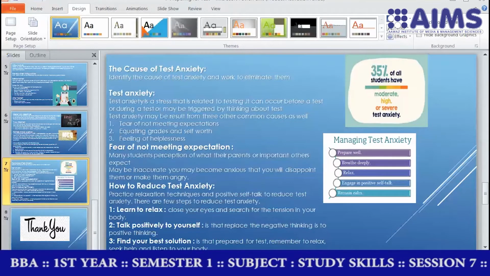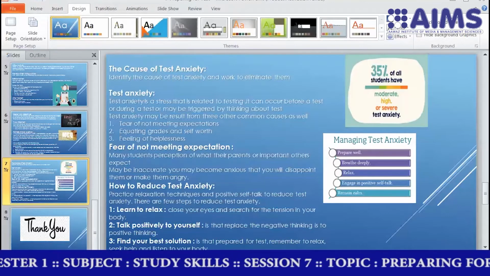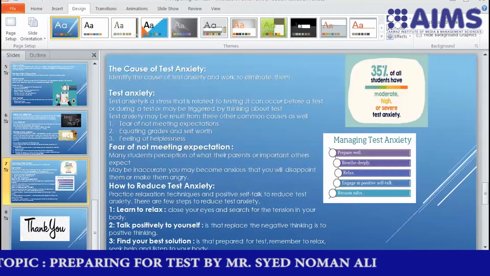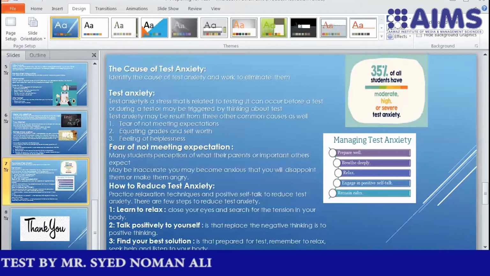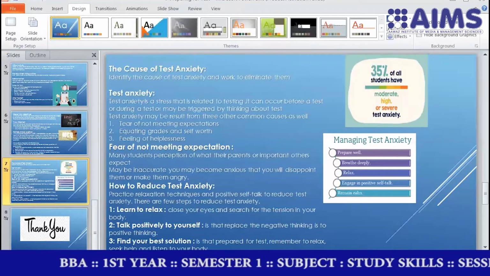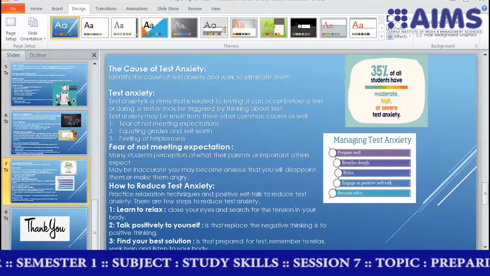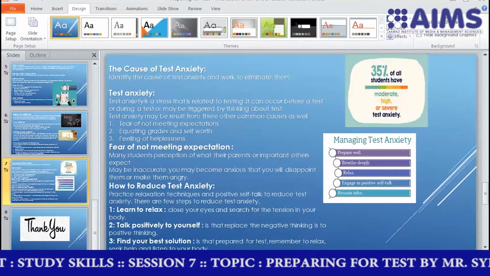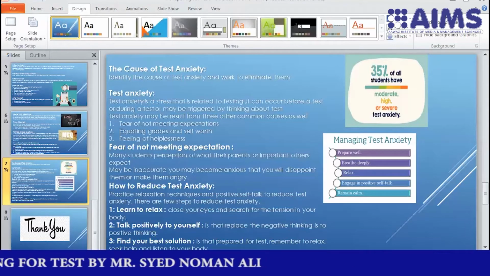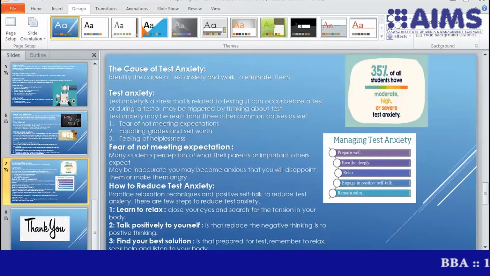Talk positive to yourself. Negative thinking crushes you. Positive thinking is much better and a priority. Find your best possible alternate solution for your test. So these are the things on how you manage the test anxiety. Prepare yourself well, take a deep breath and relax, and engage yourself in positive talk. Yes, you can. Yes, you will. You have better potential to do this, and always remain calm. Don't create panic.